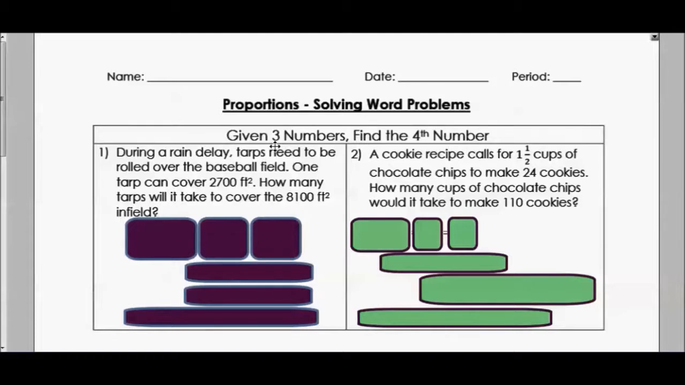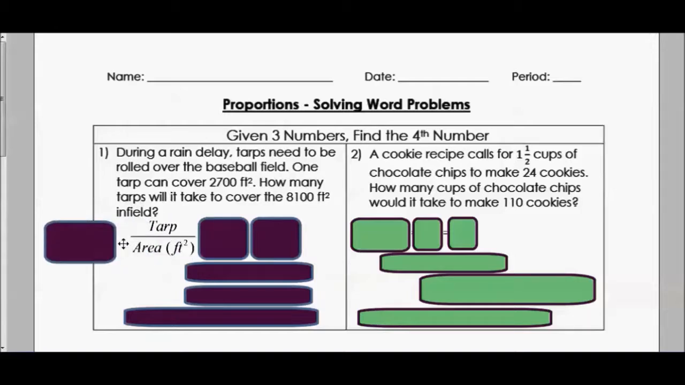The first one says, during a rain delay, tarps need to be rolled over the baseball field. One tarp can cover 2,700 feet squared. How many tarps will it take to cover the 8,100 feet squared infield? So we're talking about the number of tarps that can cover some area. We have one tarp covering 2,700 feet squared, and then the question, again, that's really the important part. How many tarps will it take? How many tarps will it take to cover this area? We're comparing tarps to the area.